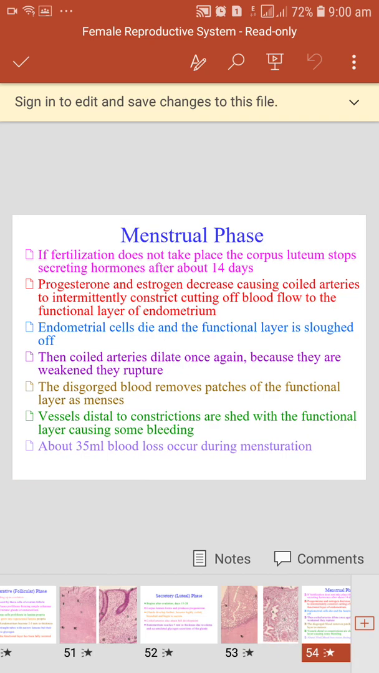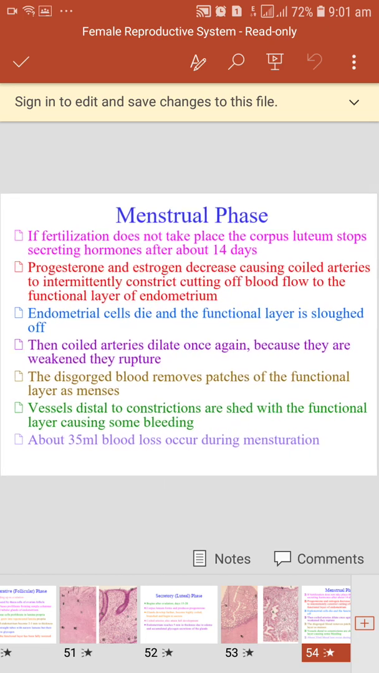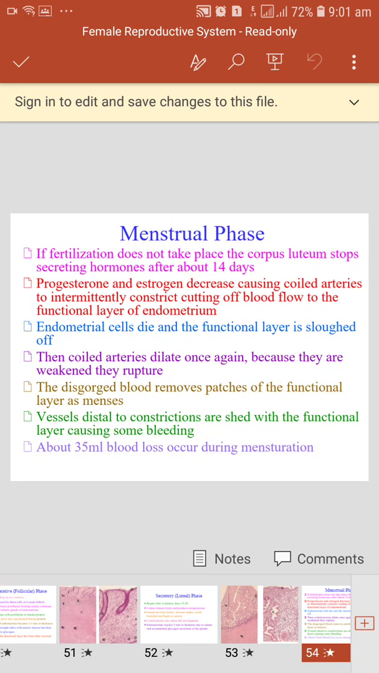If pregnancy doesn't occur, then the corpus luteum will degenerate and the menstrual phase will begin. Progesterone and estrogen decrease, causing coiled arteries to intermittently constrict, cutting off blood flow to the functional layer of the endometrium. Endometrial cells die and the functional layer is sloughed off. As I told you earlier, the functional layer of the endometrium is sloughed off in the menstrual phase, while the basal layer retains its blood supply and remains.